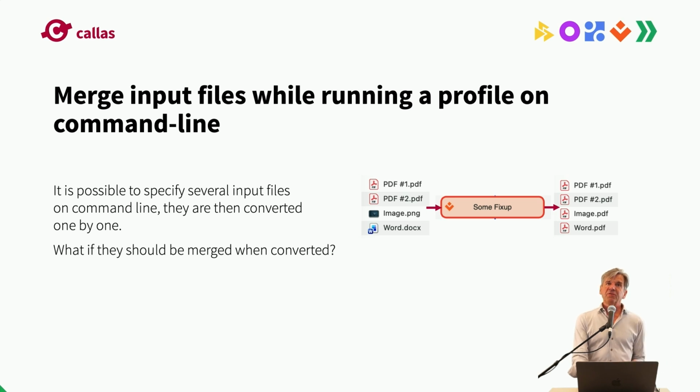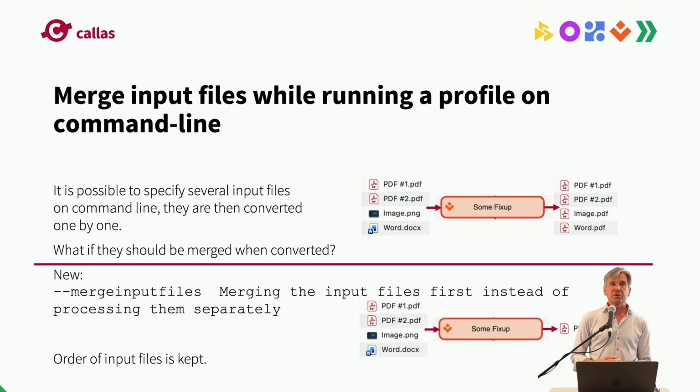But what if that is not what you want to see? You want to see just one file. That would mean in pdfToolbox 16, you would first have to merge them, which is possible. But in pdfToolbox 17, you have something more convenient. You have the merge input files parameter, and that will merge them before they are processed.